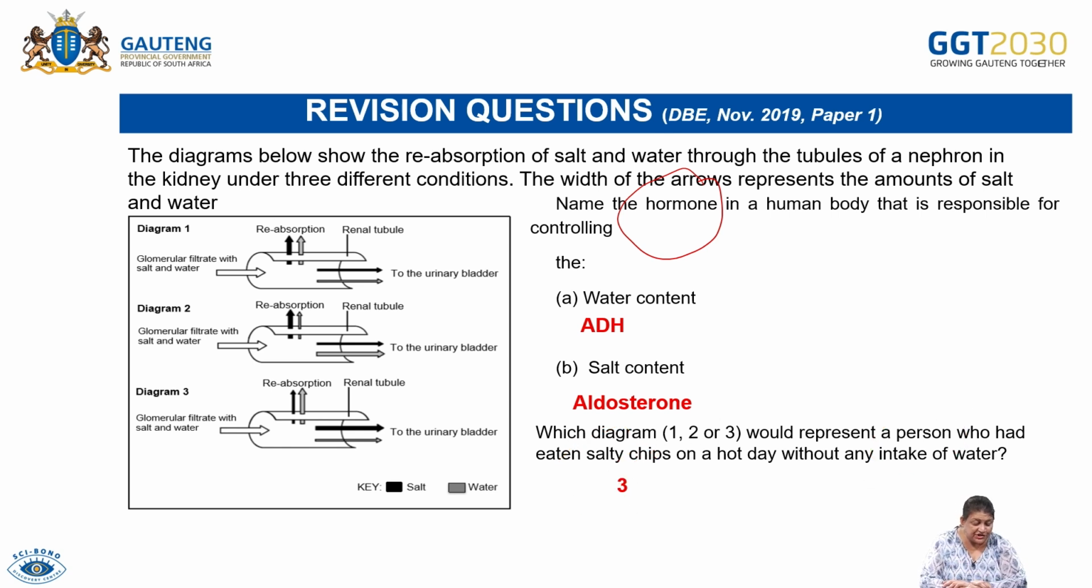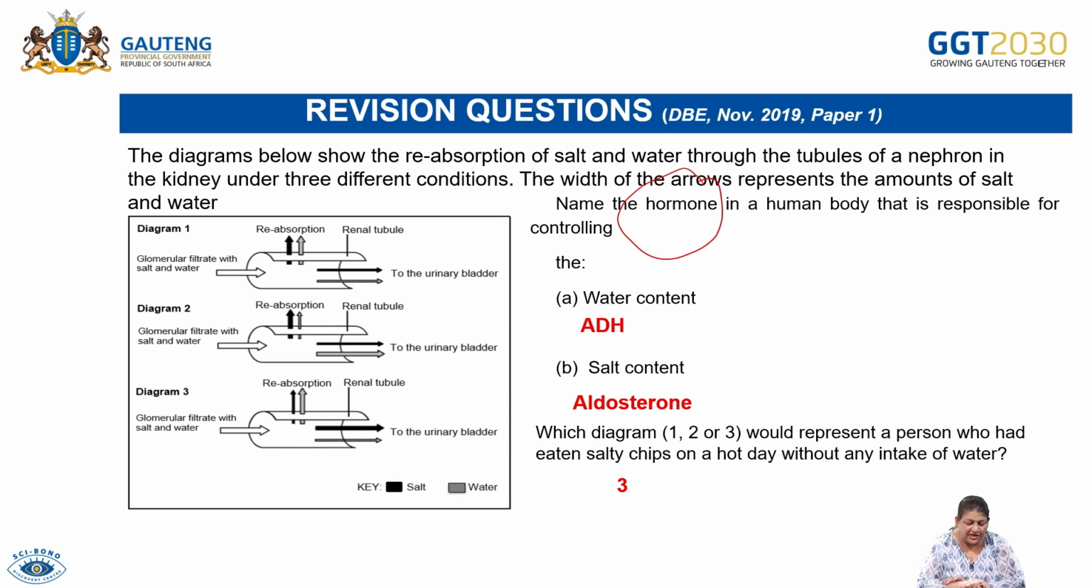Who's eating more salty chips? Now we're going to see. If you're eating more salt, you'll excrete more salt in your urine. If you're having less salt, you'll reabsorb more salt. So let's see. Here, more salt and more water was reabsorbed. Here it was less. In this diagram, there was more salt that was reabsorbed and less water was reabsorbed.